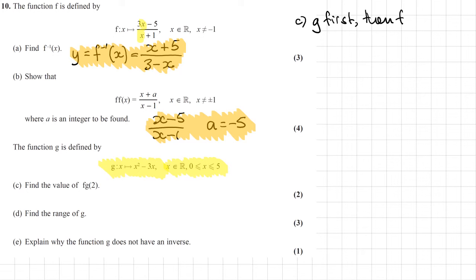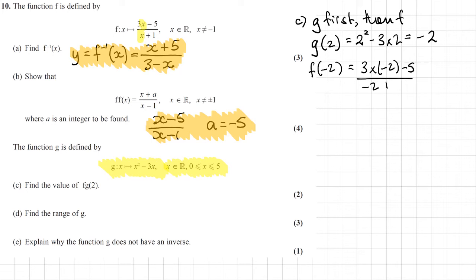So we put 2 into g. So g of 2 is going to be equal to 2 squared minus 3 times 2. So that's going to be 4 minus 6. We've got negative 2. And then we put negative 2 into f. So that will be 3 times negative 2 minus 5 over minus 2 plus 1. So that will give us negative 6 minus 5, that's negative 11. And minus 2 plus 1 is negative 1. So that leaves us with 11. So that means that fg of 2 is equal to 11.